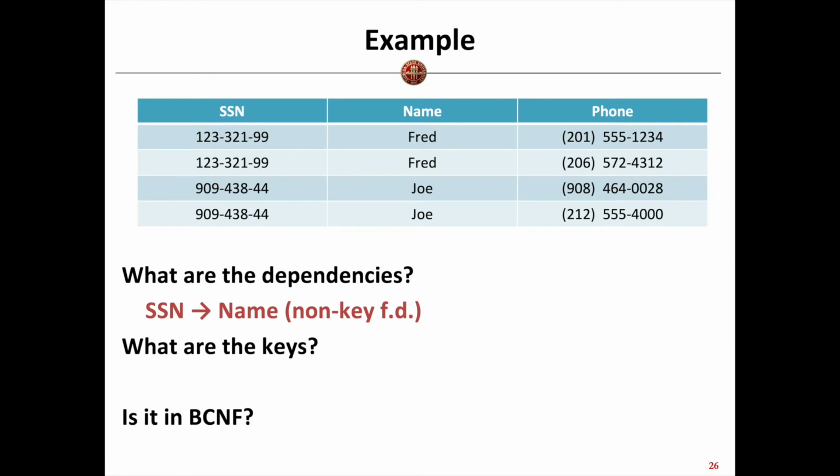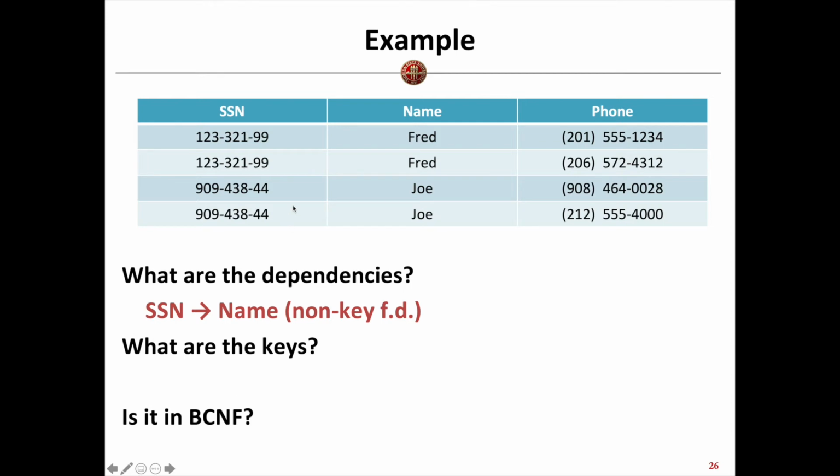If we just base it on the data we provide here, we can say SSN combined with the phone number together will form a key for the relation, right? Because SSN can imply the name, and together with the phone number, we can say they will form a key for the relation. So this is for this example.